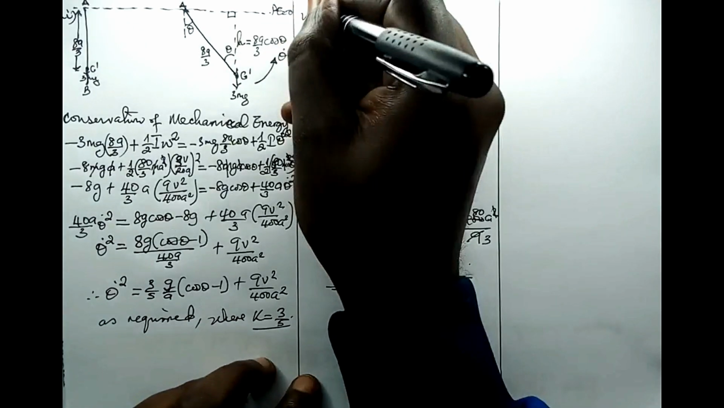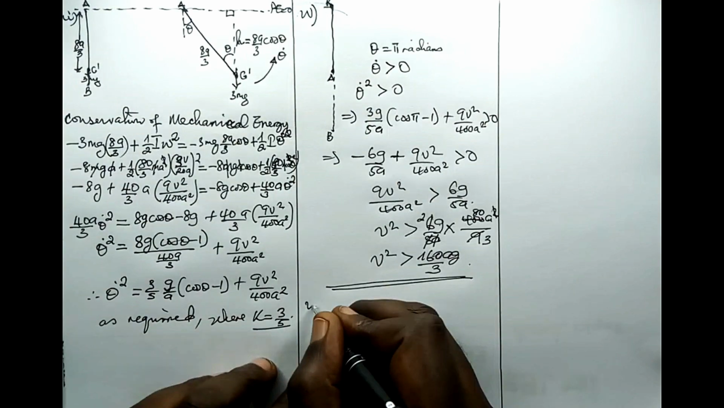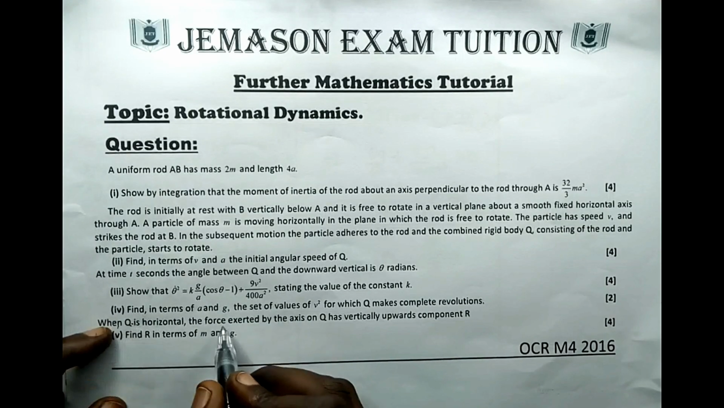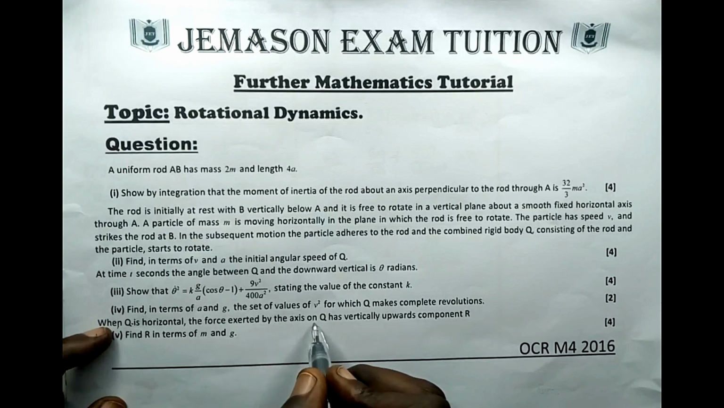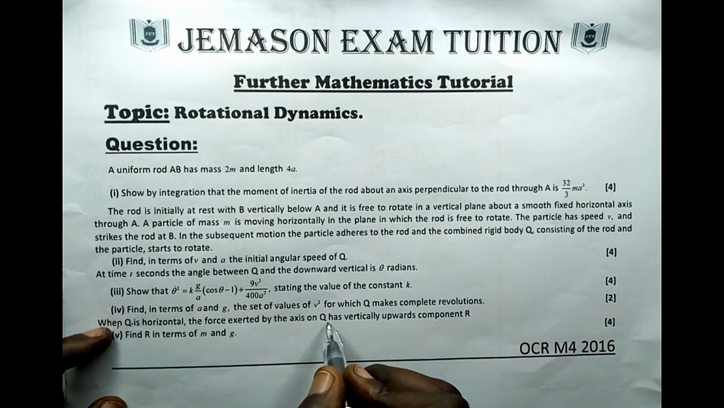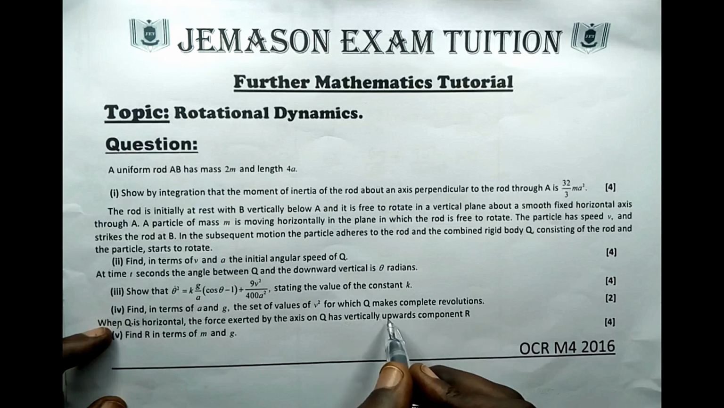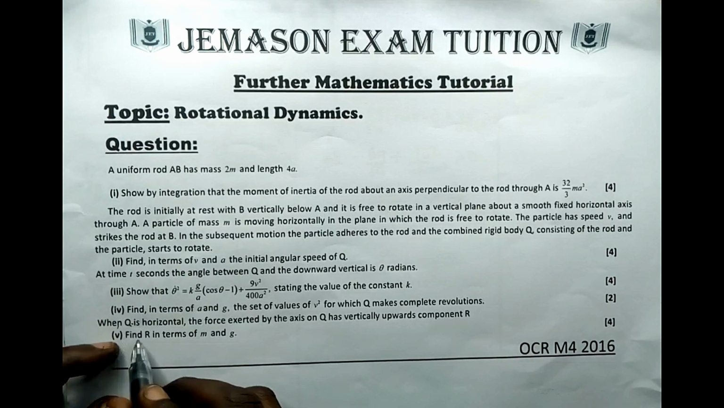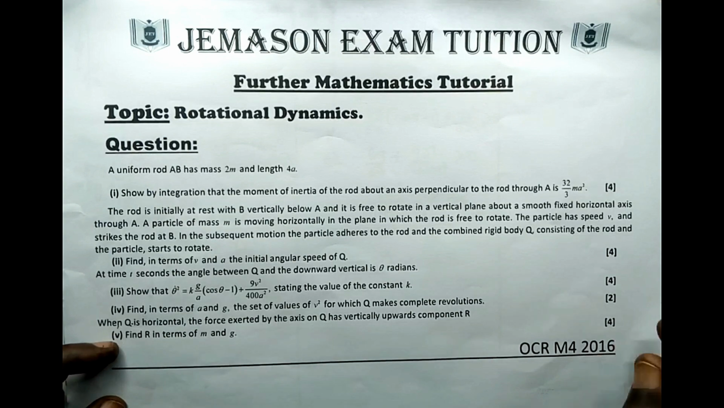That was supposed to be Roman 4. Roman 5, we are told that when Q is horizontal, the force exerted by the axis on Q has vertically upward component R. And we are asked to find R in terms of M and G.